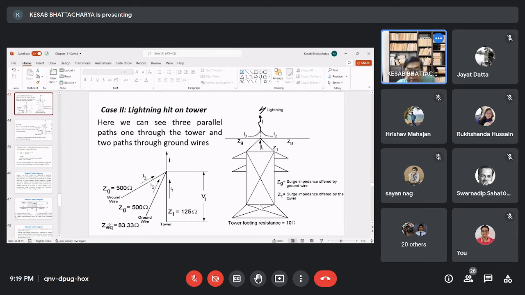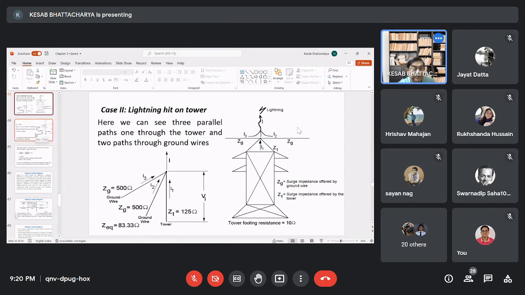Now, can you find out or verify whether this is the Z equivalent? Can anybody find it out? 1 by Z1 plus 1 by Z2 plus 1 by ZT, whether it is 83.33 or not. Okay, so that is the equivalent surge impedance.